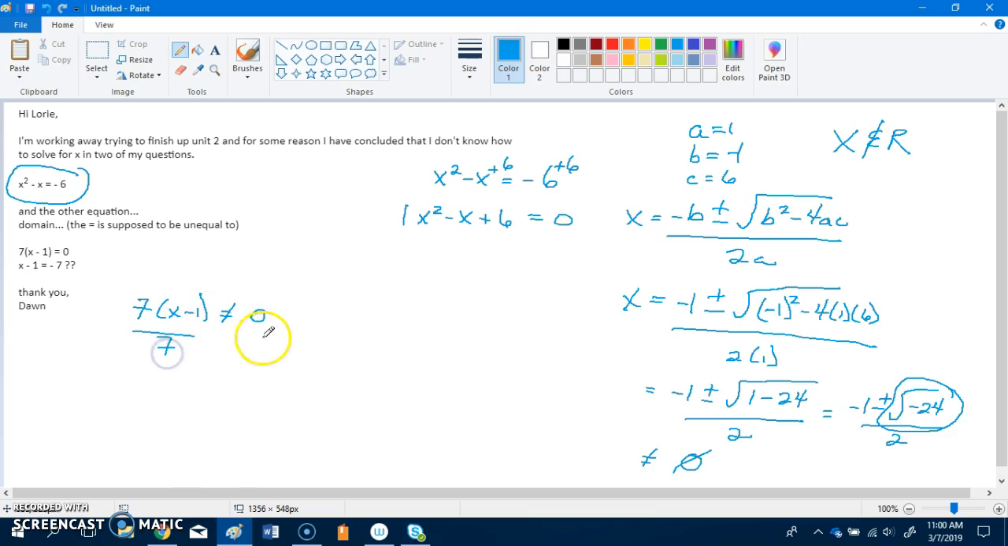So I'm going to bring 7 over by doing the opposite operation. That cancels that out, and I get x minus 1 is not equal to, and 0 divided by 7 is still 0. And then I'm going to add 1 to either side, and I get x can't equal +1. And that's how you do that type of question.